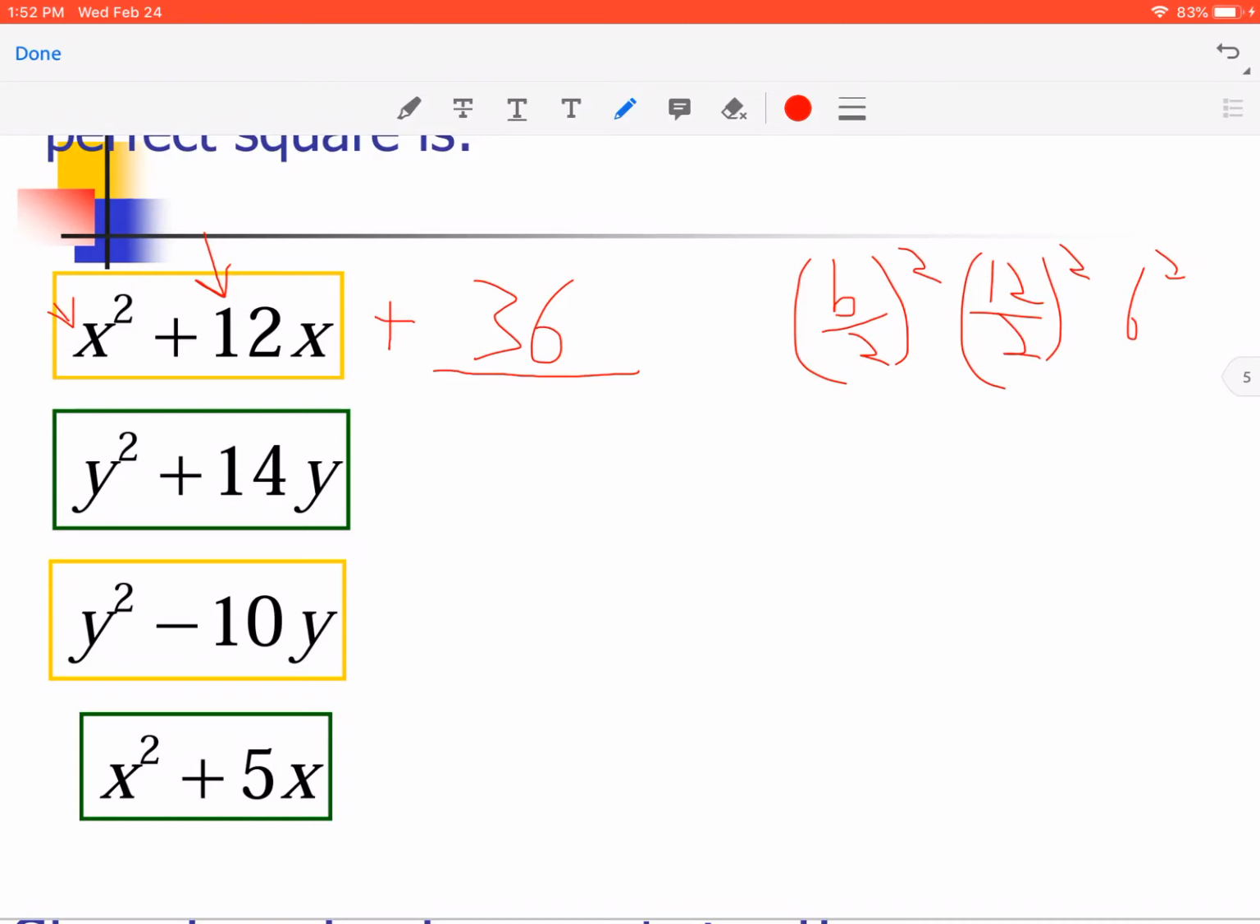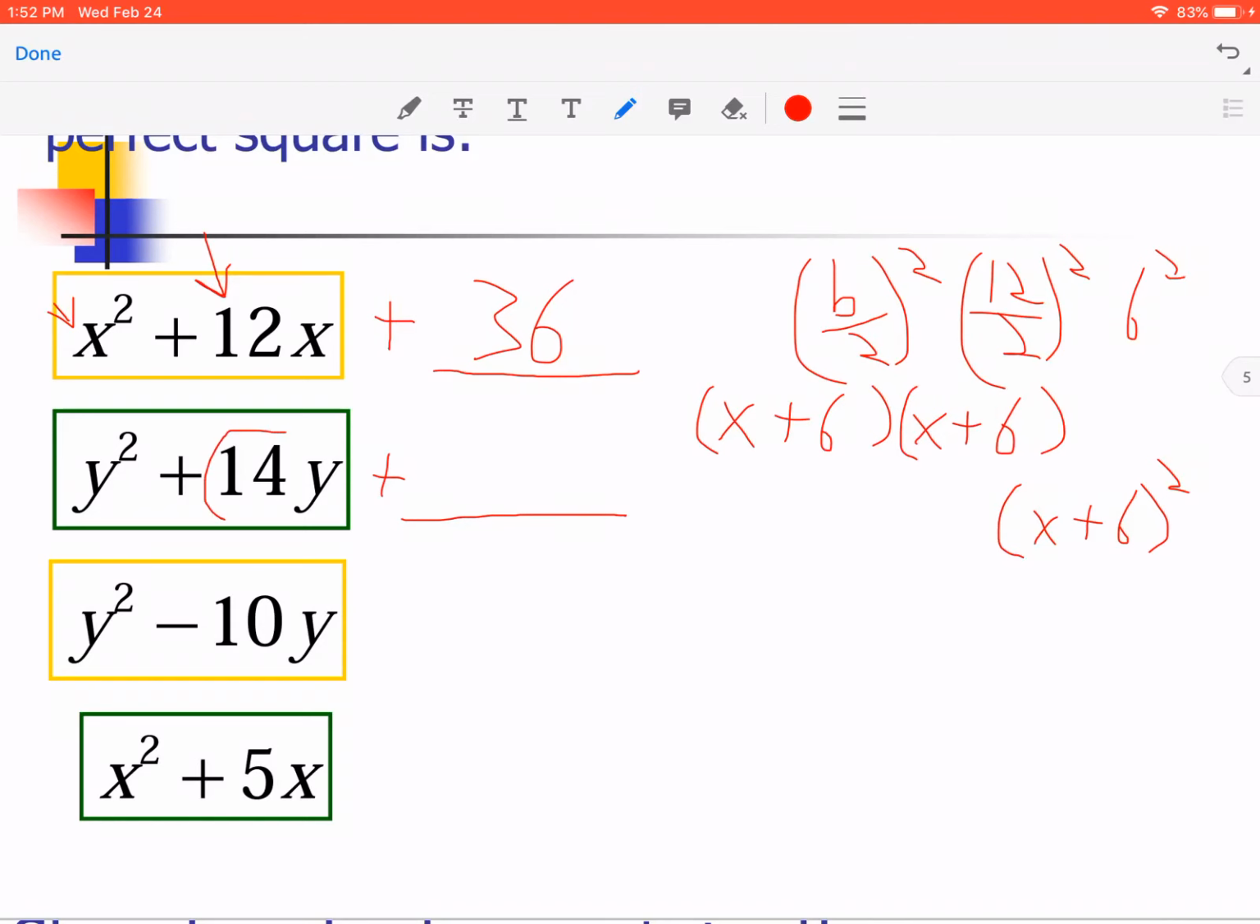Why? If you factor it, you would simply get x plus 6 times x plus 6. And again, you can do FOIL to check it, but that is what you would get. You don't have to write it that way. You could simply write it as x plus 6 squared. All right? All right, let's look at the second one.